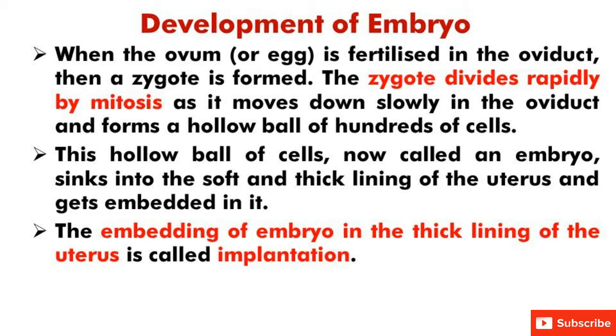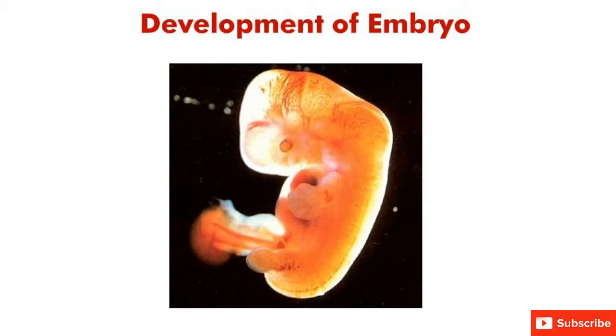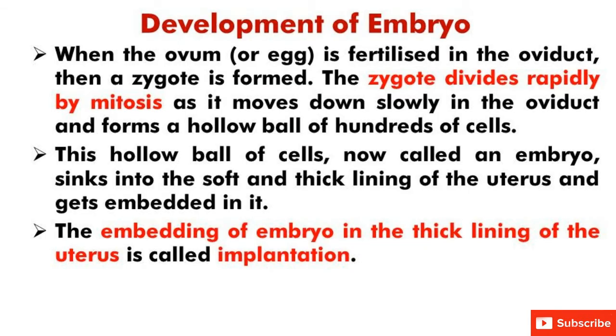Now we will study the development of embryo. How does embryo develop into baby? So when the ovum or egg is fertilized in the oviduct, then a zygote is formed. This we have already studied. Then the zygote divides rapidly by the process called mitosis, as it moves down slowly in the oviduct, and forms hundreds of cells. This ball of cells, now called an embryo, sinks into the soft and thick lining of the uterus and gets embedded in it. The embedding of embryo in the thick lining of the uterus is called implantation.